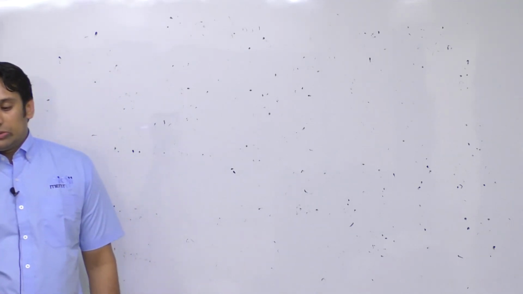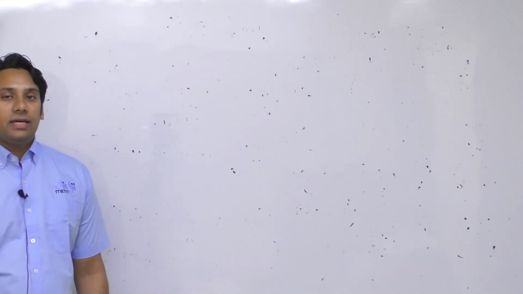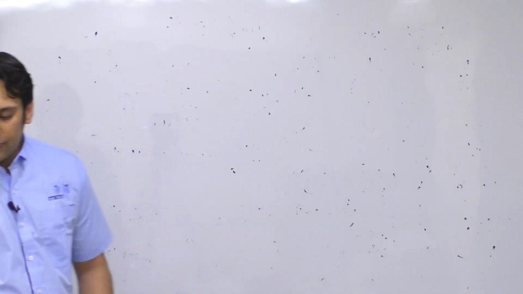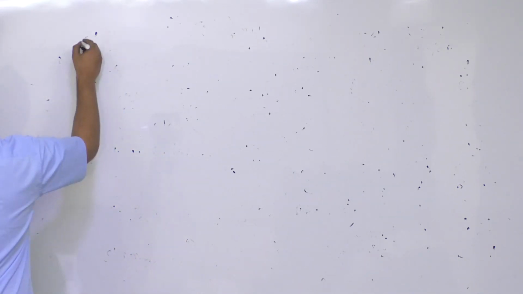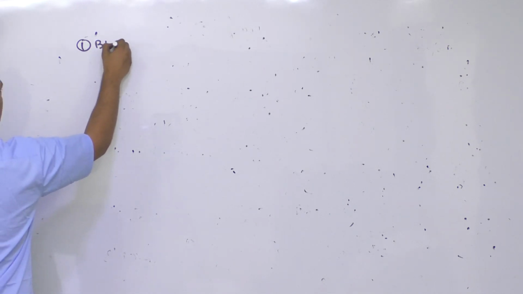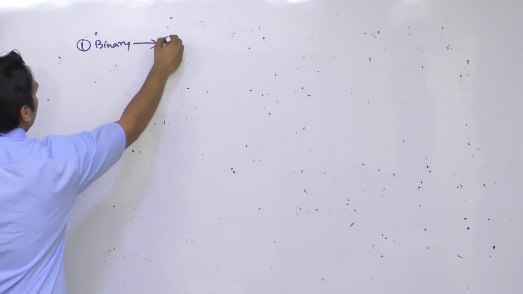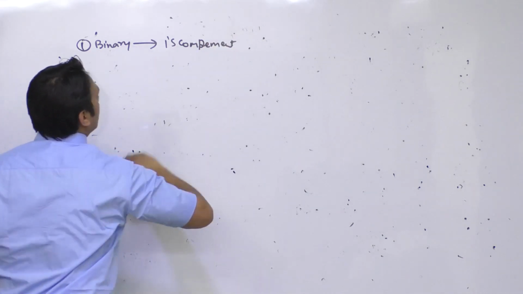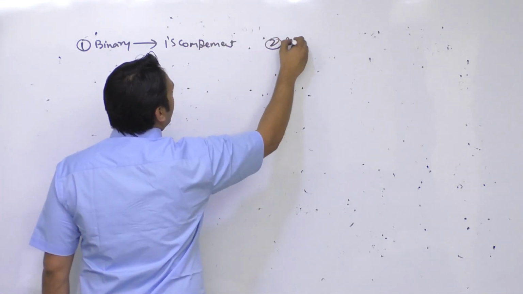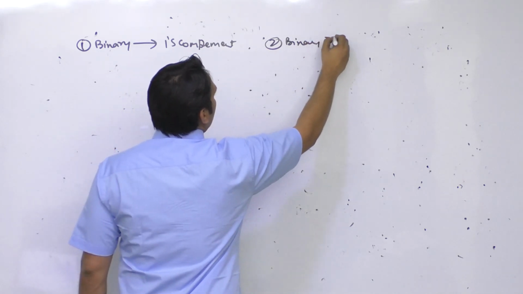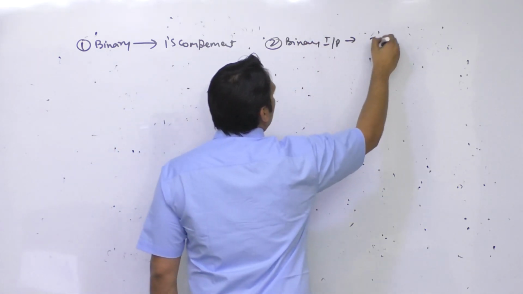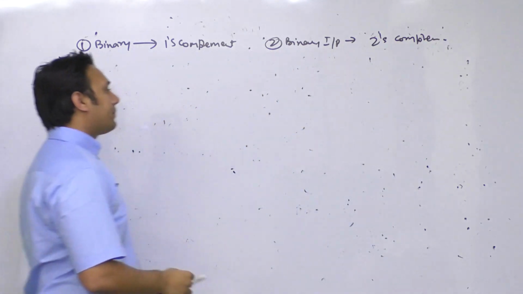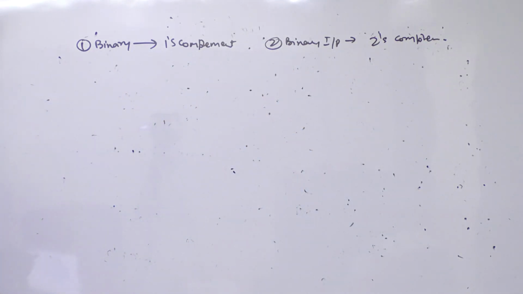Okay, so you can easily get questions like this. I can solve these questions here. Okay, let me just solve them. The first example is you have to take a binary number as input and you have to produce one's complement as output. And the second example is you have to take a binary number as input and you have to produce 2's complement as output. Okay, so the first case is very easy.